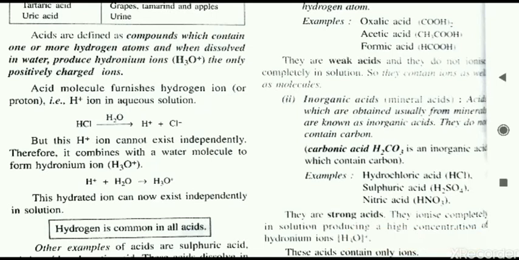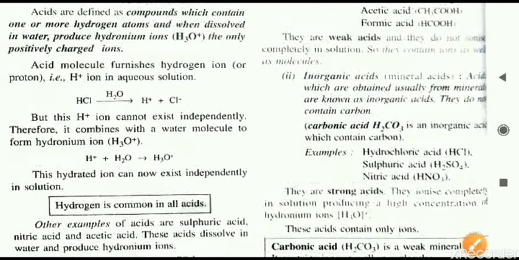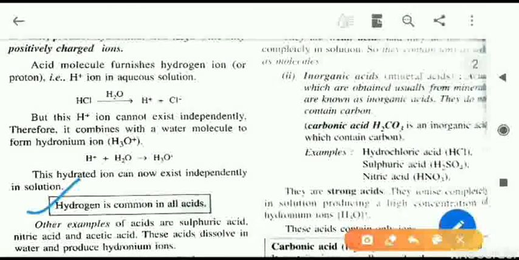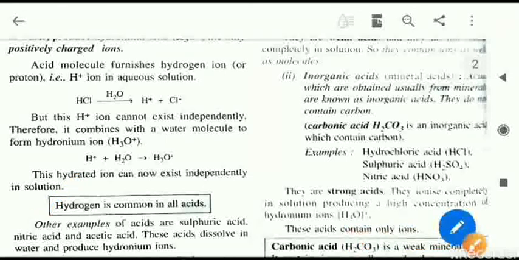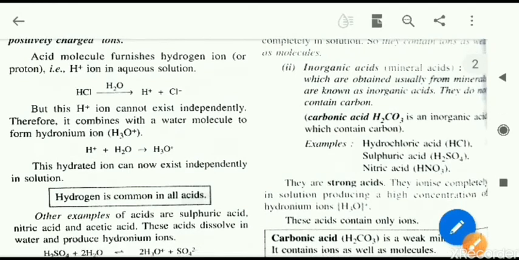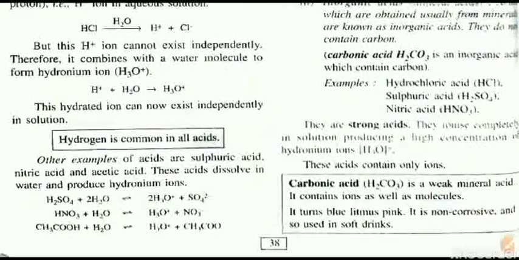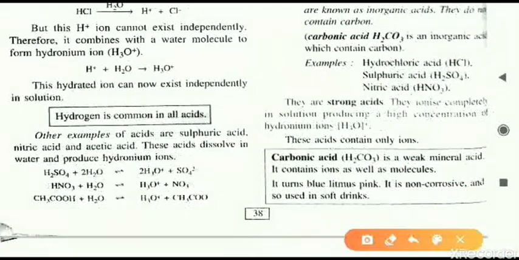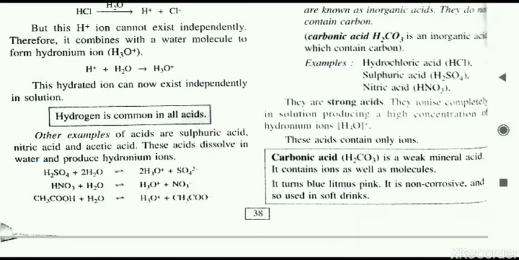So here the point is given, what I told: hydrogen is common in all acids. One example you have seen, HCl being an acid and how it dissociates into ions. Many more examples of acids are there. One by one we will have a look at them. Let us look at these equations given in the downside part of this page 38. You can refer to your textbook as well.